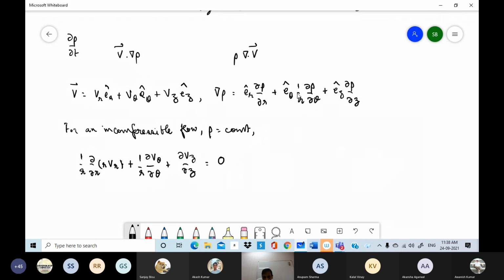So one thing you'll observe is that the derivative with respect to theta always comes with this factor of 1 by r. So here in the grad you have 1 by r del by del theta. Here in the r component you had del by del r. In the z component you had del by del z. Whereas in the theta component you had 1 by r del by del theta. This is expected because the gradient is a derivative with respect to a distance. So a length variable must be there in the denominator.